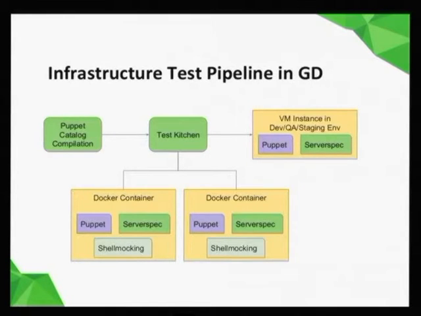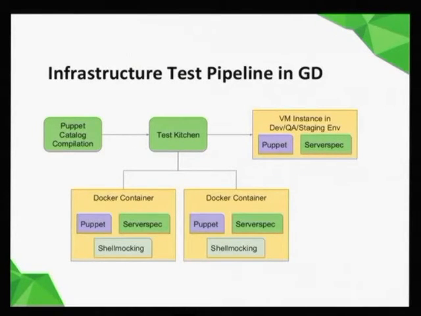Just to give you an idea of how our automated infrastructure test pipeline works at Good Data. First of all, when a developer creates a pull request, it goes through a relatively fast test of Puppet catalog compilation, meaning it compiles catalogs for every type, like server role, that we have described in our infra. Assuming that everything's fine, it promotes the code under test to the next level, which is Test Kitchen.